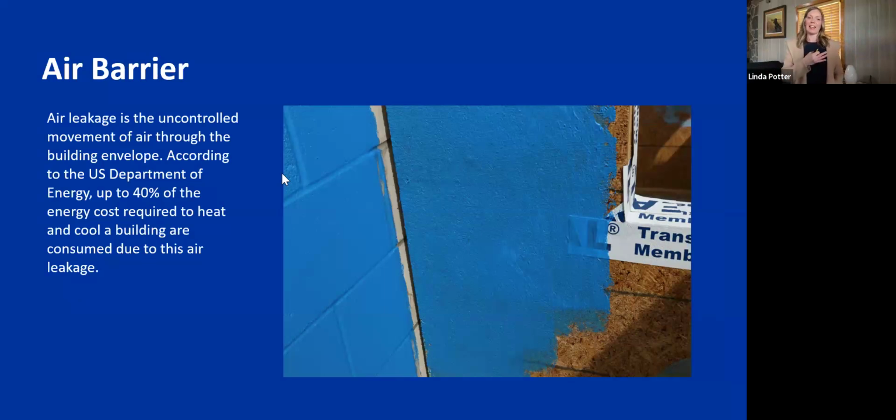It's proven by testing and reports and data that up to 40% of the energy cost required to heat and cool a building is consumed due to air leakage. So we can talk about thermal bridging and metal connections versus non-metal connections and true thermal breaks and all these things to minimize that thermal impact. But if we can't get the air barrier right on that building to stop the air leakage, we've not done our due diligence for our owners.